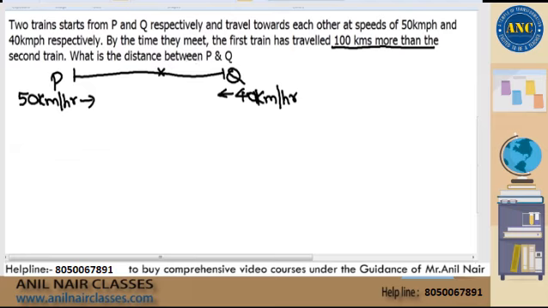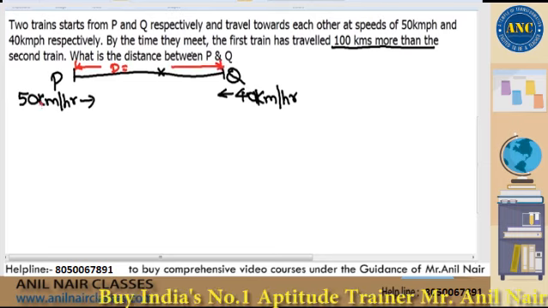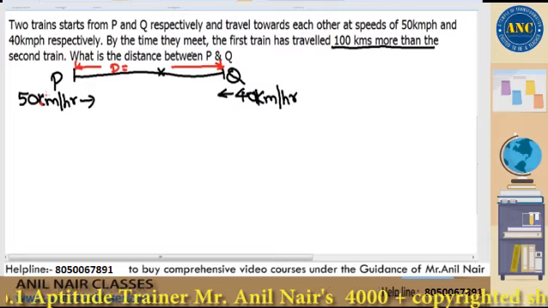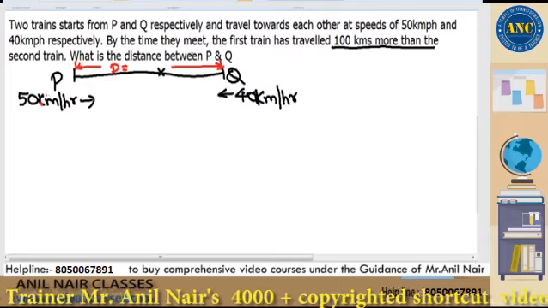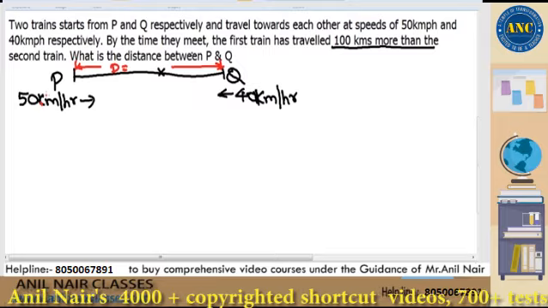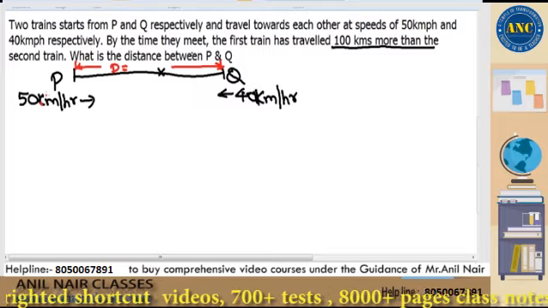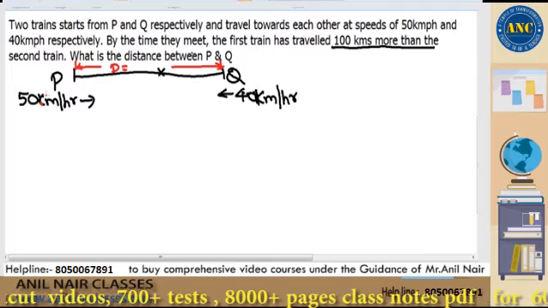Your question is, what is the distance between P and Q? This is the distance they are asking in the question. Now, listen to this carefully, sir. If nothing is mentioned in the question, by default they are starting at the same time. Please underline that statement. They might start at 8 o'clock together, 9 o'clock together, or whatever it is. It makes no difference if nothing is mentioned.